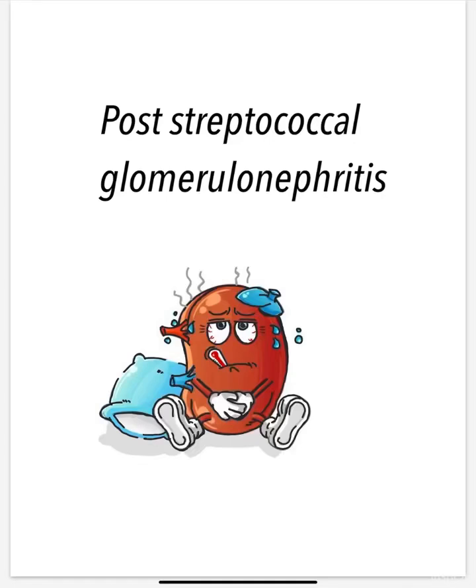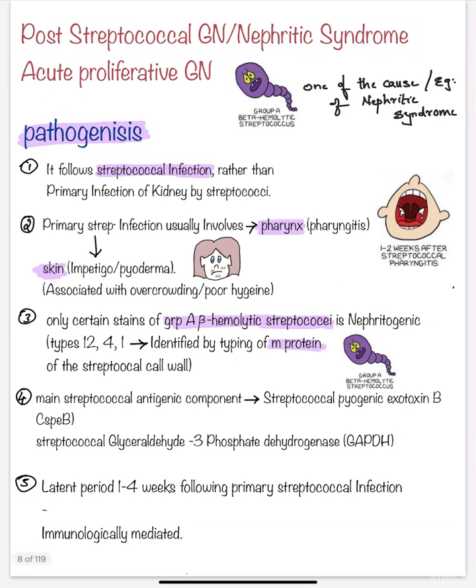Hi guys, so this is the third part of the renal pathology video, and today we are going to discuss post-streptococcal glomerulonephritis. Post-streptococcal glomerulonephritis is also called acute proliferative glomerulonephritis. It is one of the causes, or one of the examples, of nephritic syndrome.